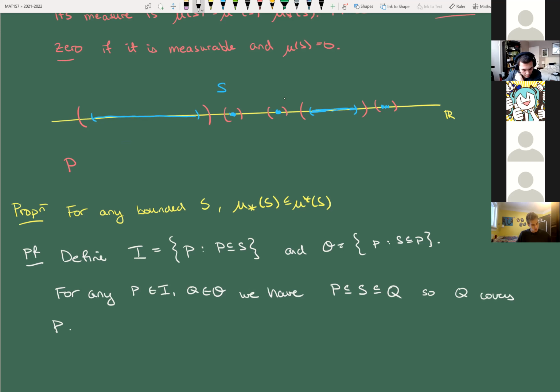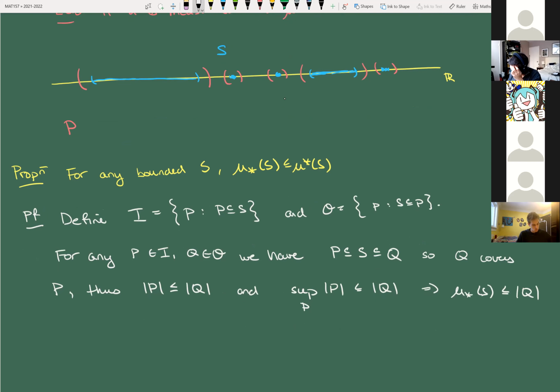Right, is that how I wanted to do it? Yes. So thus, the norm of P is less than or equal to the norm of Q. And that means that the sup of the norm of P is less than or equal to Q, which implies that the inner measure is less than or equal to Q, and that this is true for all Q. This holds for all Q in O.